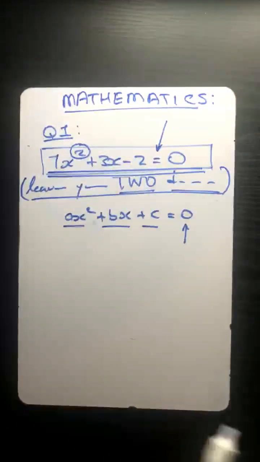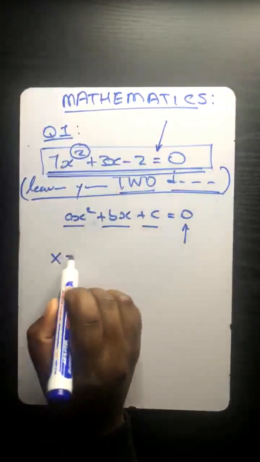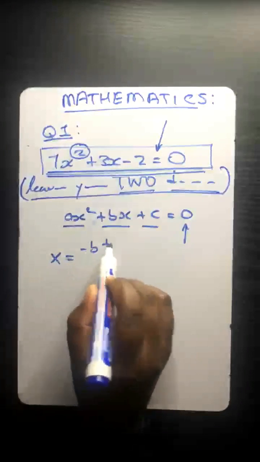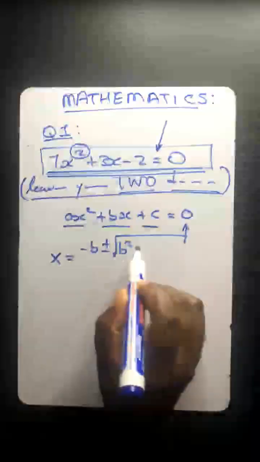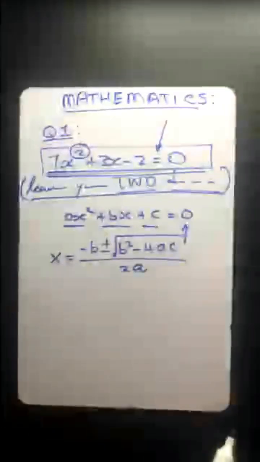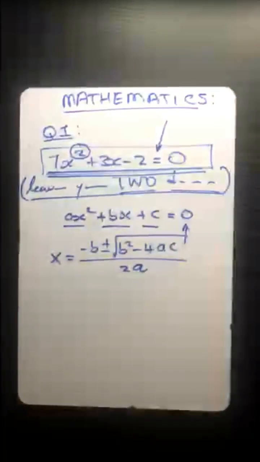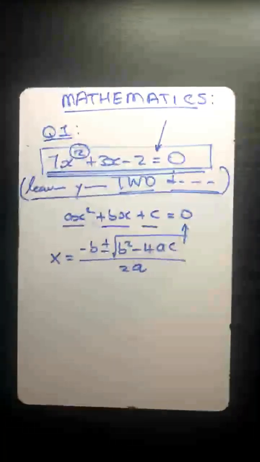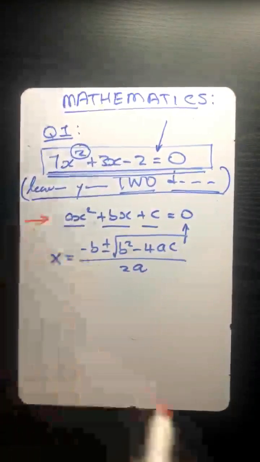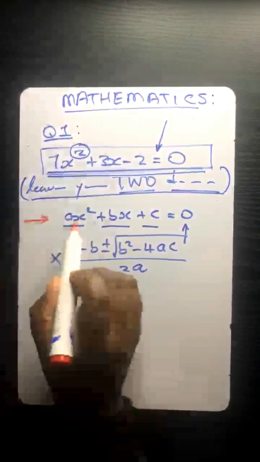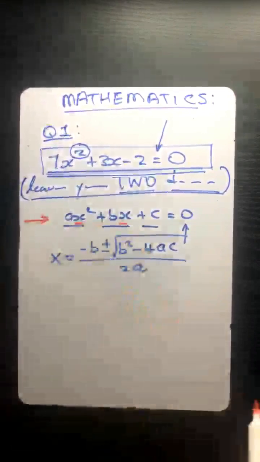So remember, guys, this formula which says x equals negative b plus or minus the square root of b squared minus 4ac, all of that divided by 2a. This formula, you need to understand where it comes from. It actually comes from that standard form. This is where the formula comes from. What they did was try to make x the subject of the formula.